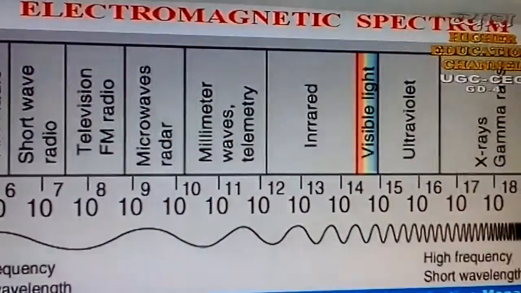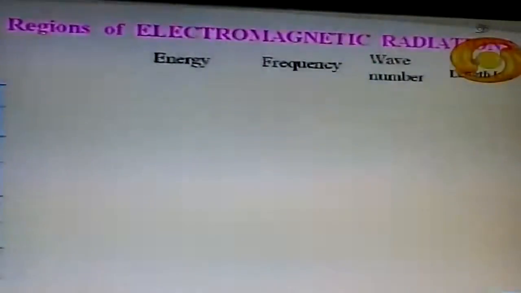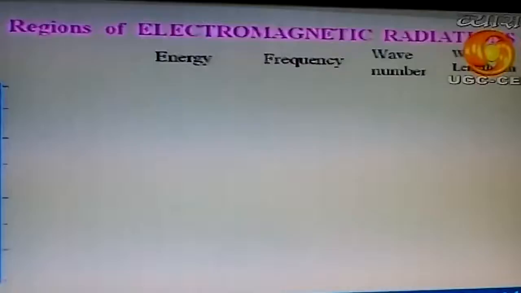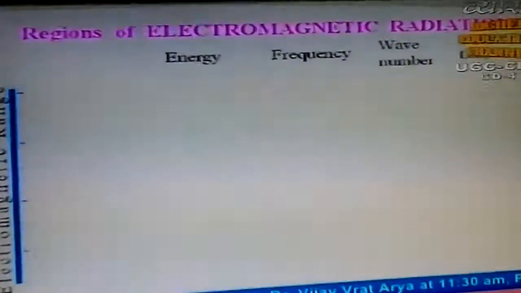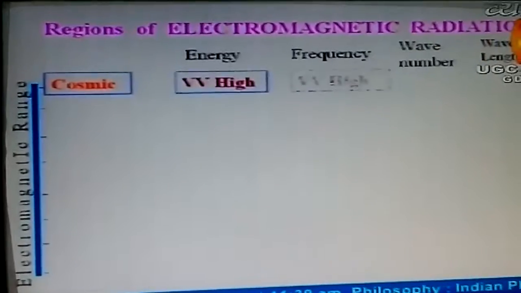We now may come to the total observation of what all regions are thrown by this cosmos or the sun towards earth or a human being or any matter. These are the different parts, regions. The electromagnetic radiation has energy, frequency, wave number and wavelength. It begins with the cosmic wave.